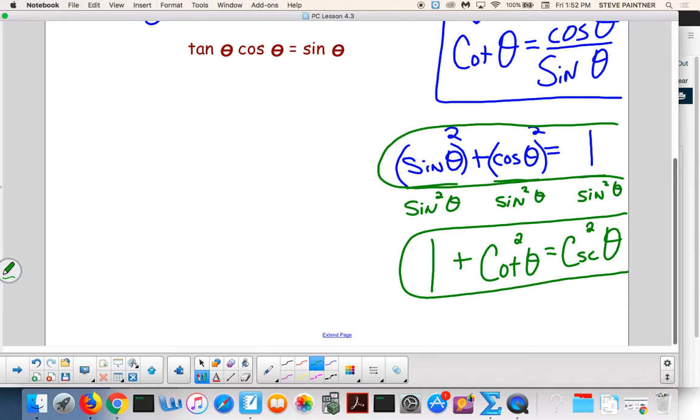The other one is when they divided by cosine squared, which gets you tangent theta squared plus 1 equals 1 over cosine squared, which is secant squared.